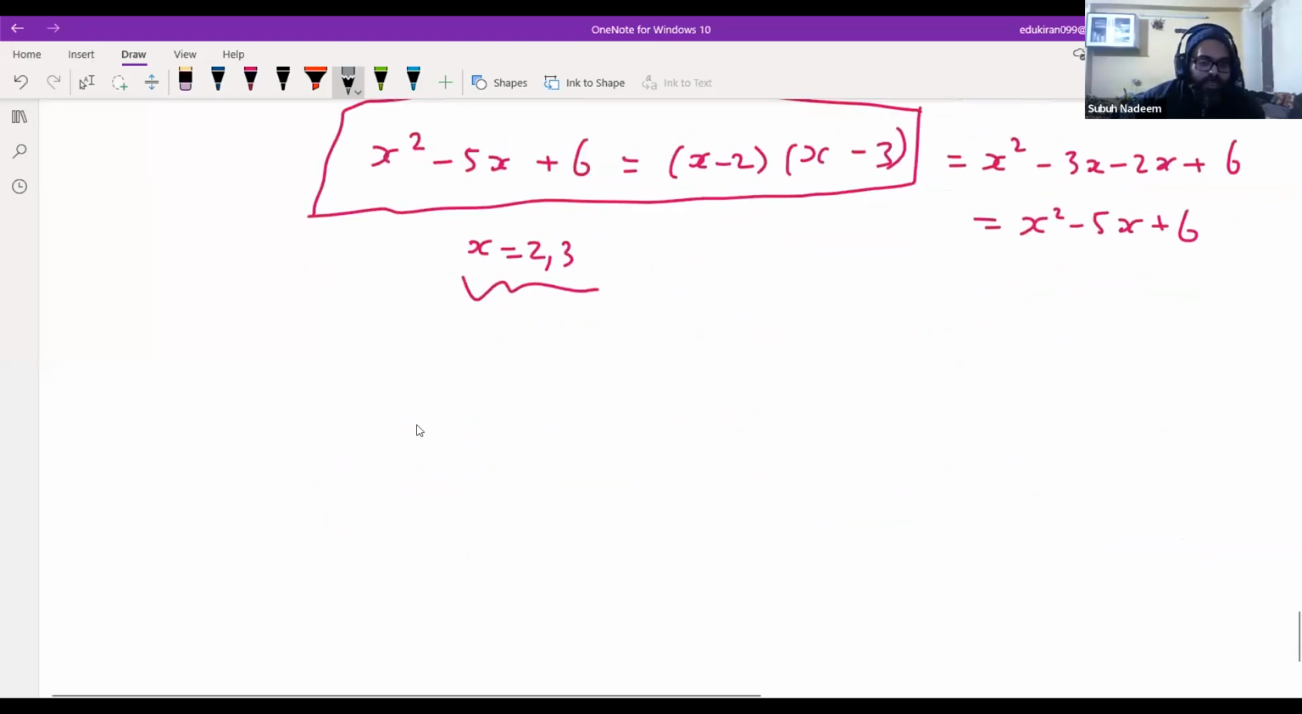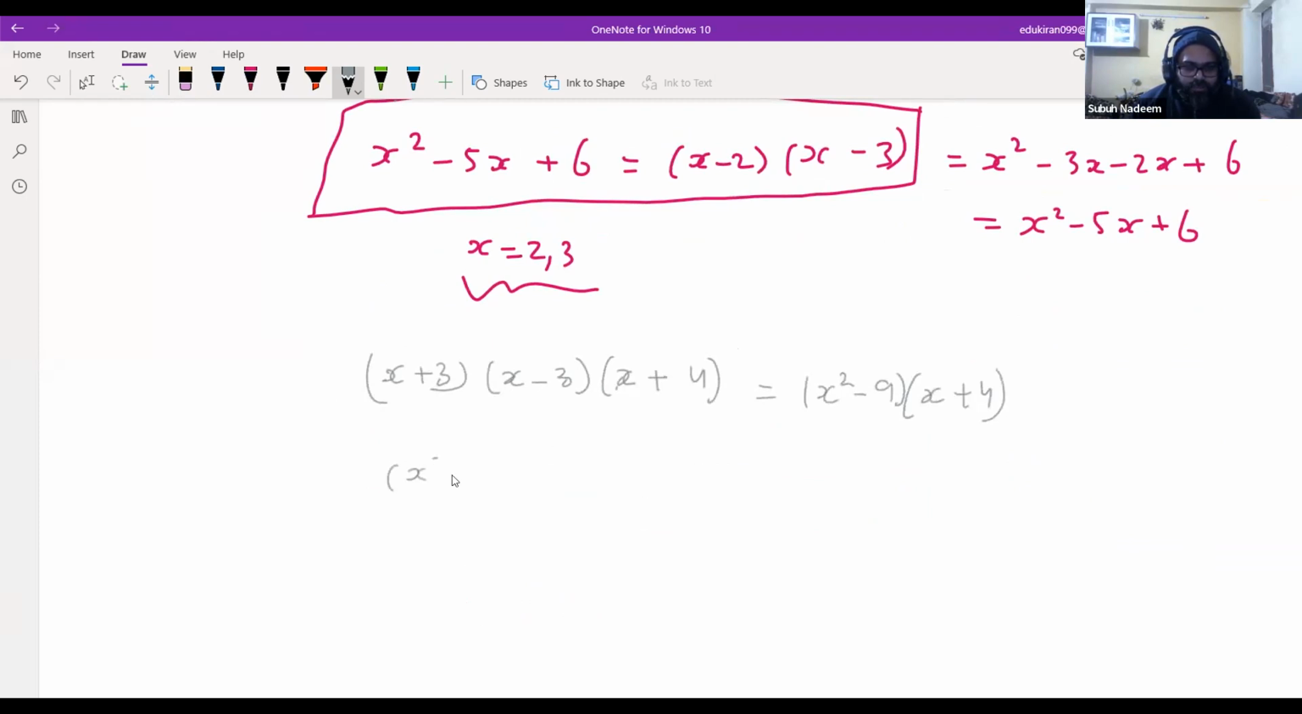They have done a mistake. What is option A? x plus 3 into x minus 3 into x plus 4 into x plus 4, right? Now, what is x plus 3 into x minus 3? a square minus b square. So x square minus 9. And what is option B? That's the same. So there is no difference between option A and option B.